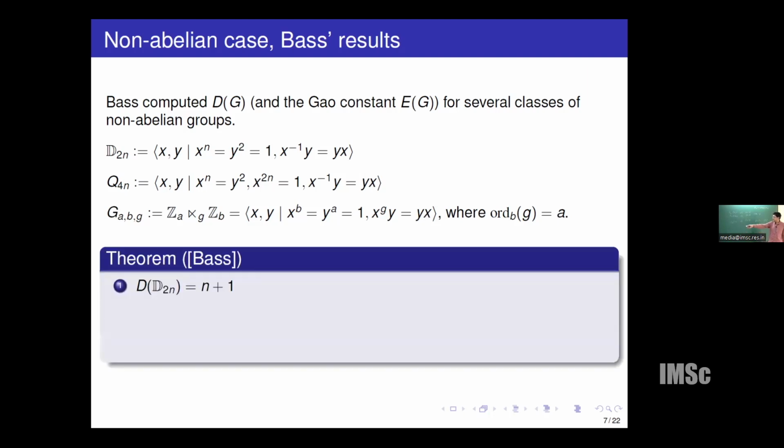So Bass showed that the Davenport constant of D2n is n plus 1. The Davenport constant of Q4n is 2n plus 1. And if you take b to be a prime q, then Bass showed that the Davenport constant of the metacyclic group Zn semi-direct Zq is just n plus q minus 1. And note that since we are taking the order of g modulo q to be n, then n has to divide q minus 1, because Zq star is actually Z(q minus 1). Right? Okay.